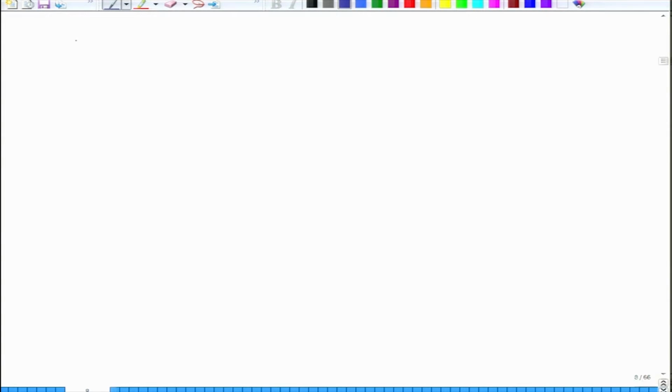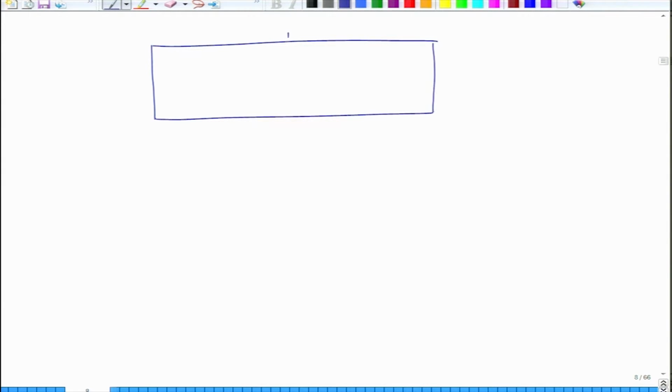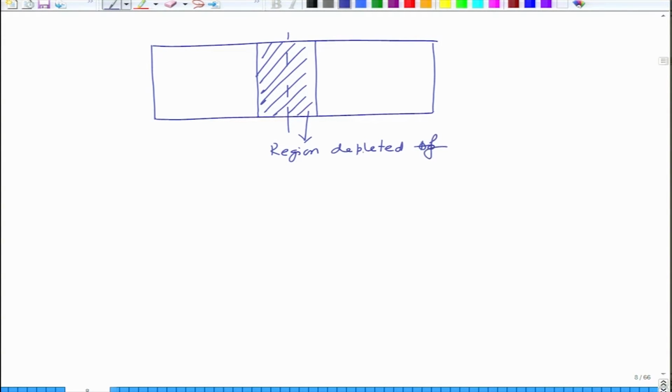So what happens there is, this is the interface, you create this region which is called a region depleted of charges. So this is called the depletion region.